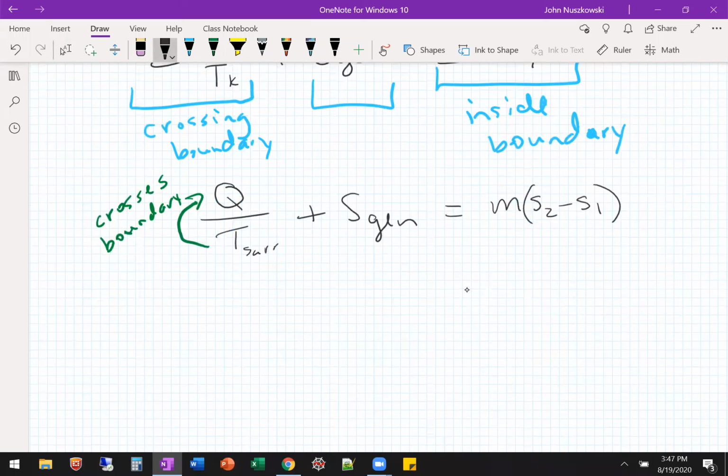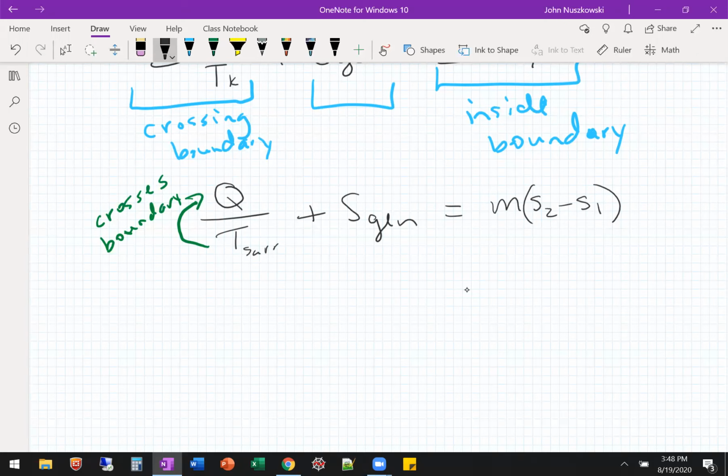So we have T surroundings. So that's the temperature at which that heat transfer crosses the boundary. If we had heat transfer on the other side, or you can have different heat transfers on your boundary, it's what that heat transfer goes along with that temperature. Okay, so any number of heat transfers, there'll be any number of temperatures. And you would have a Q1 over T1 plus a Q2 over T2 or something like that, and so on if you have multiple heat transfers.